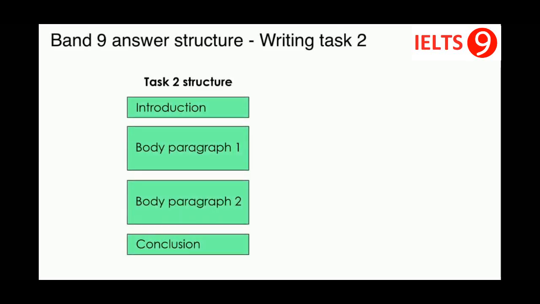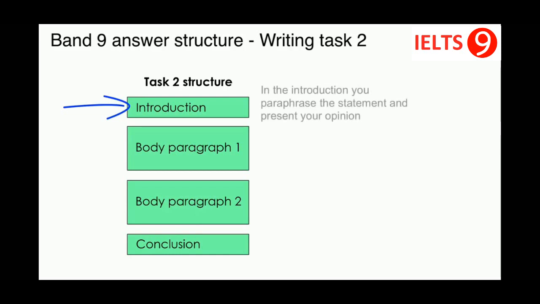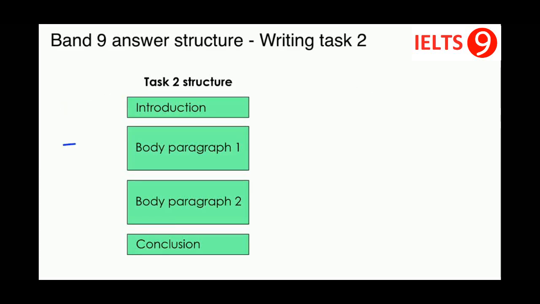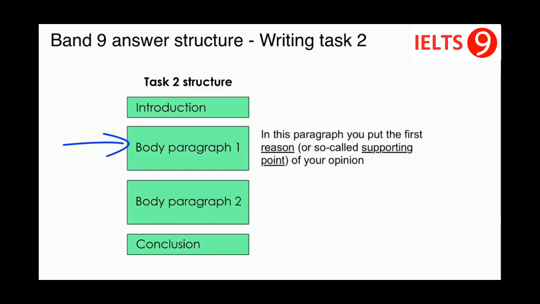Here is a Band 9 answer structure for IELTS Writing Task 2. Our first paragraph is an introduction. In the introduction, you paraphrase the statement and present your opinion. After that comes body paragraph 1. In this paragraph, you put the first reason, or so-called supporting point, of your opinion.